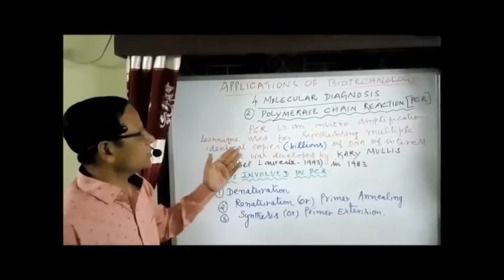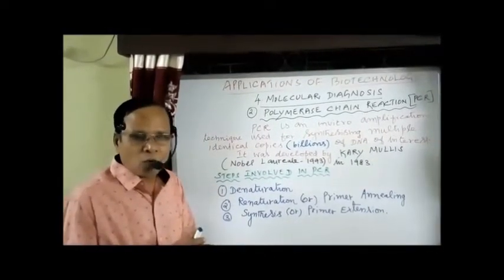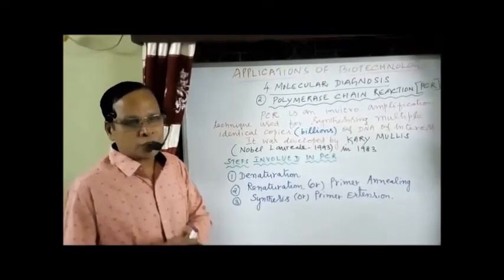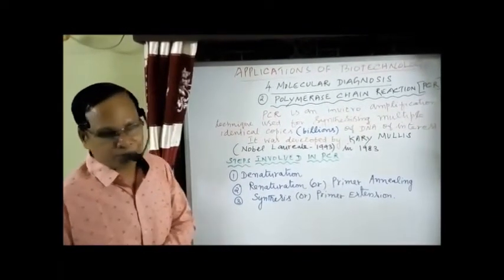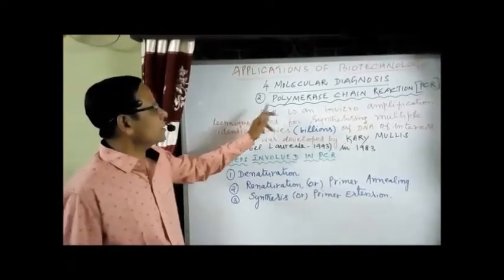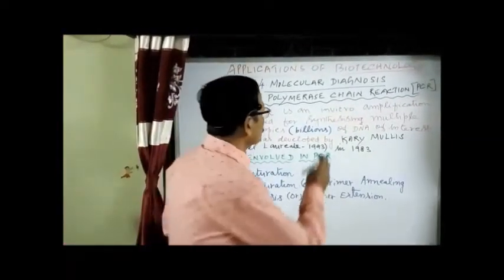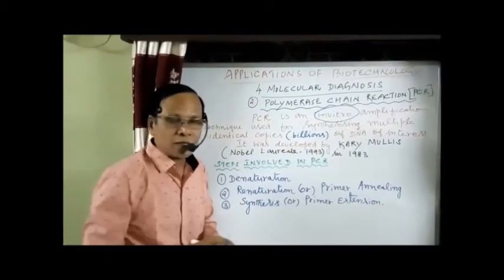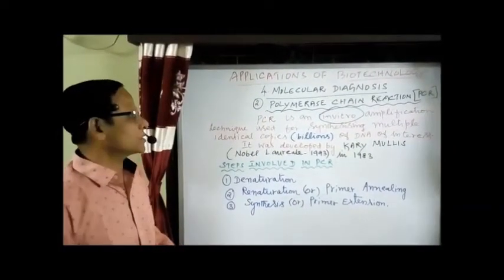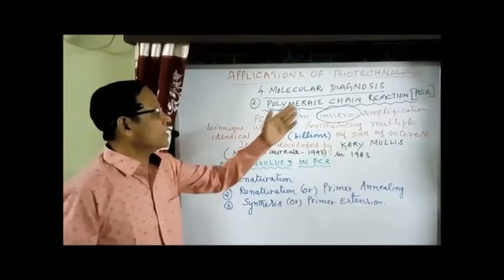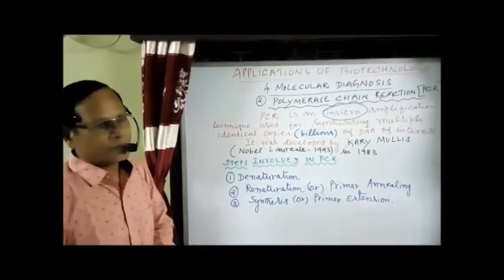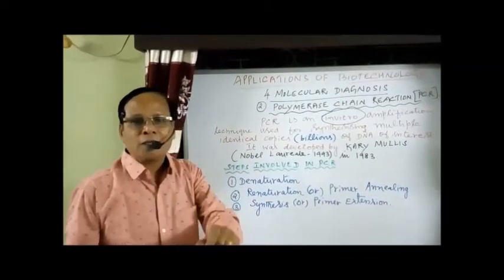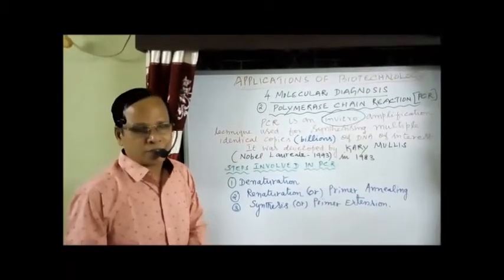What is the meaning of PCR? It is done outside the body, not inside the body, hence called in vitro amplification. So PCR is in vitro, that is outside the body. Amplification, just to increase the number or production of many copies, is called amplification. It is an in vitro amplification technique used for synthesizing multiple identical copies of DNA of interest.